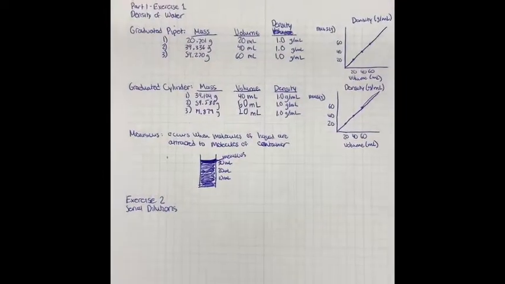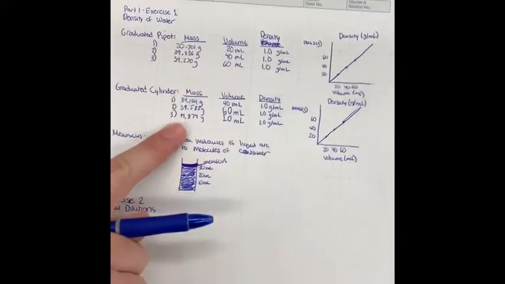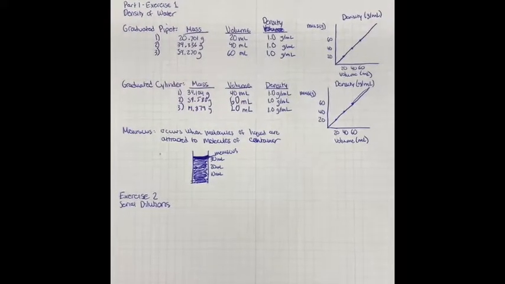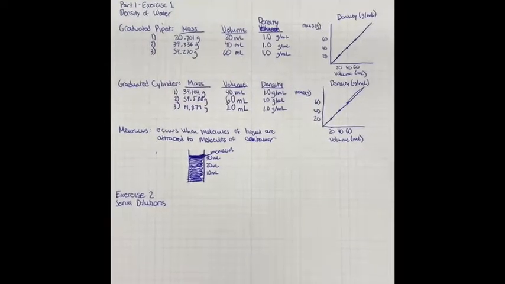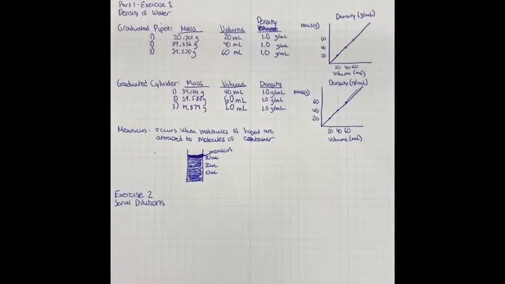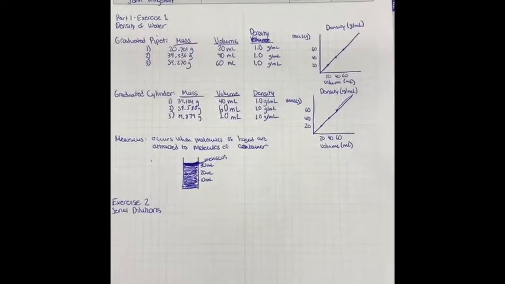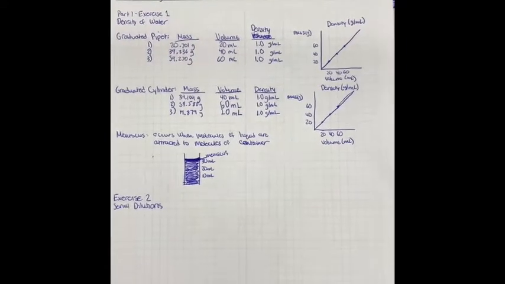We also recorded the mass of various volumes of water by the graduated cylinder, and notice that it is less accurate than the graduated pipette. This is probably due to higher intervals of graduation in this graduated cylinder.